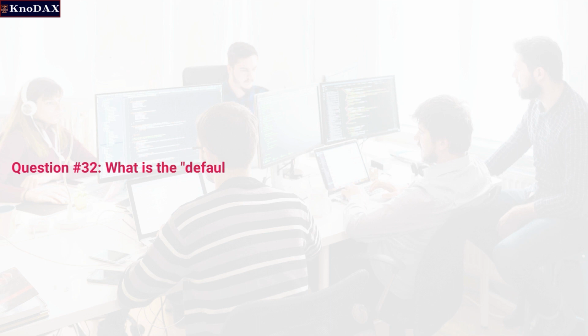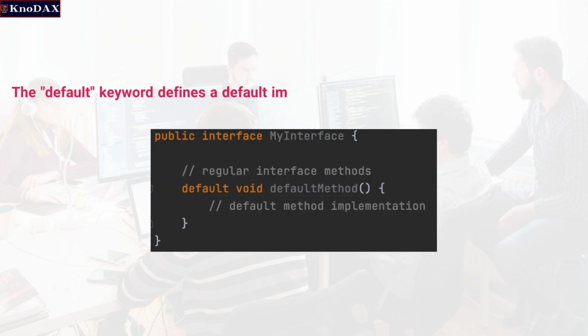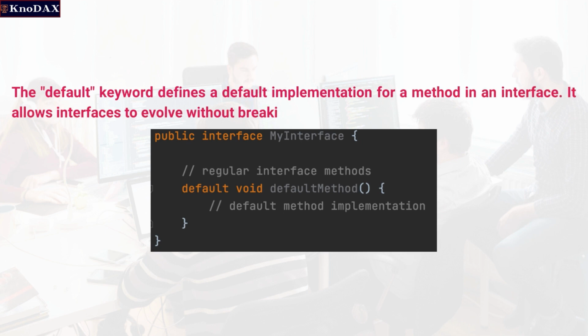What is the default keyword in Java interfaces? The default keyword defines a default implementation for a method in an interface. It allows interfaces to evolve without breaking existing implementations.